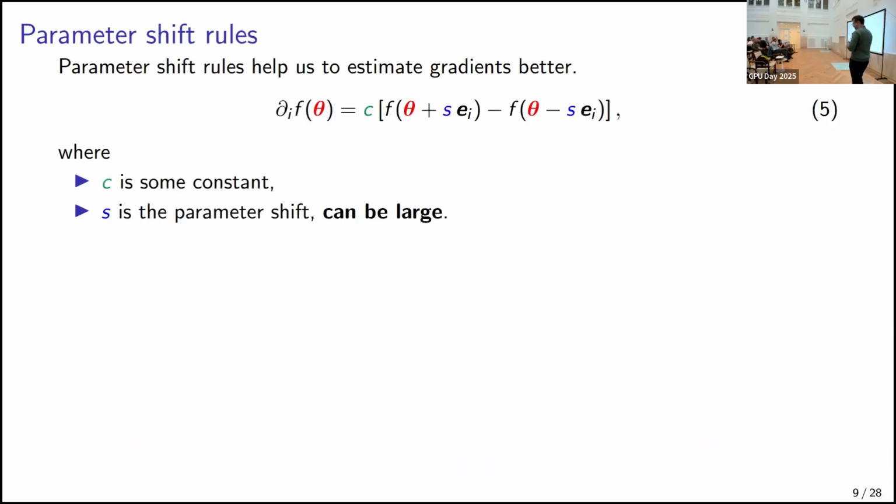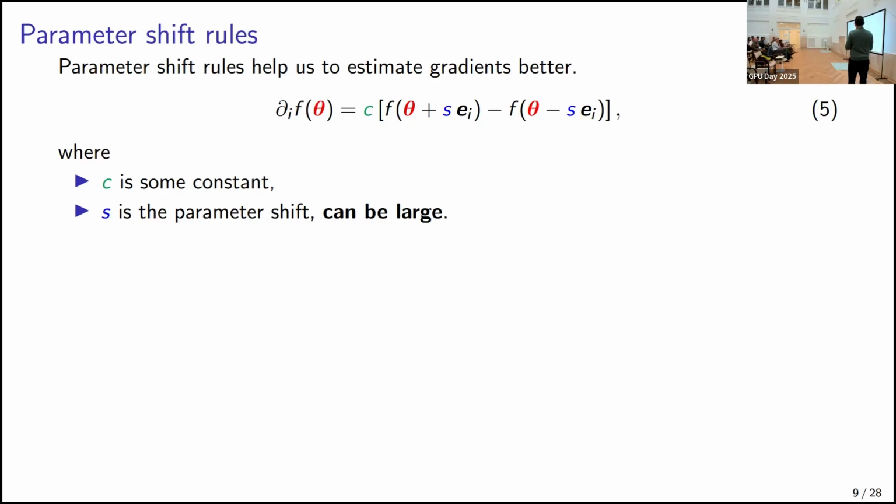Okay, but what are parameter shift rules? In order to avoid this problem, several years ago, parameter shift rules were introduced. These help estimate gradients better in quantum computers. The formula is very similar to the numerical or finite difference method, which I have mentioned. But there are some key subtleties here.